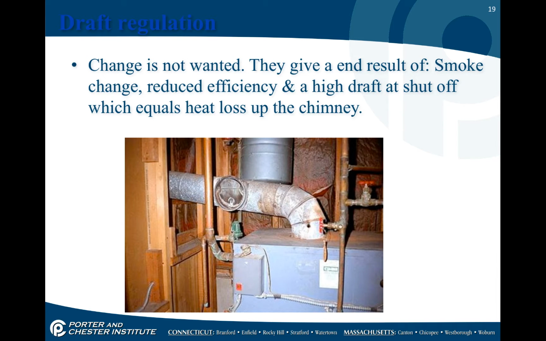Change in draft regulation is not wanted. What we want is a constant draft. Okay? If the draft continually changes, you will have smoke change, you'll have reduced efficiency, you could have a high draft that's shut off, which means more heat is being pulled up the chimney and you have heat loss. And again, in this picture here, you'll notice some rust, you'll notice debris around here. Okay, this is a picture of poor draft.